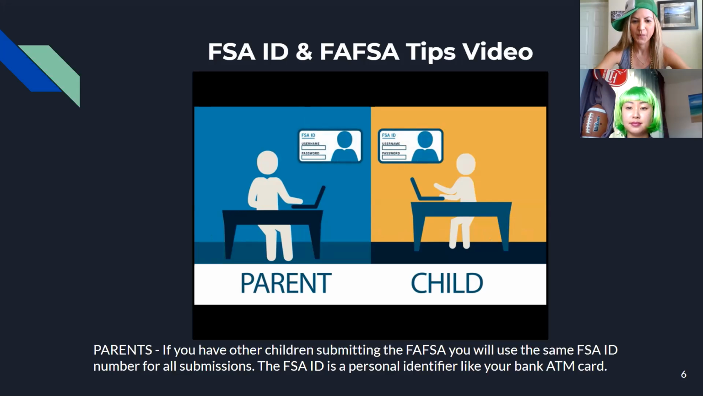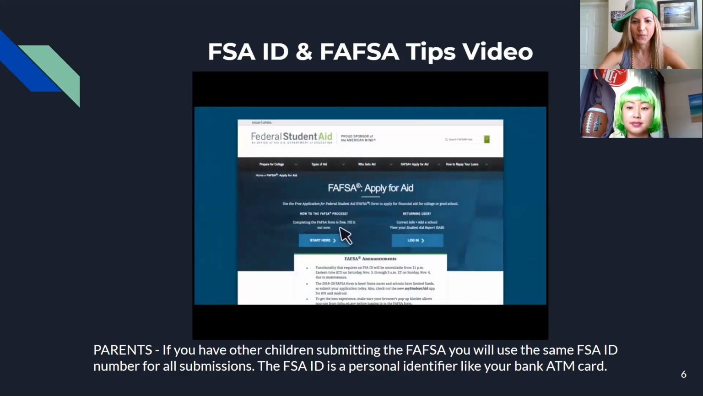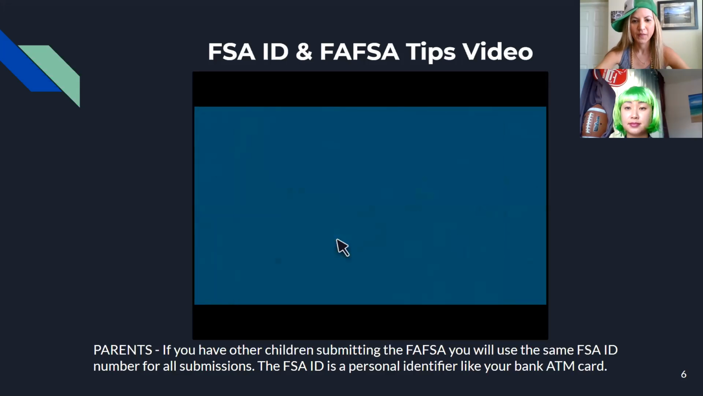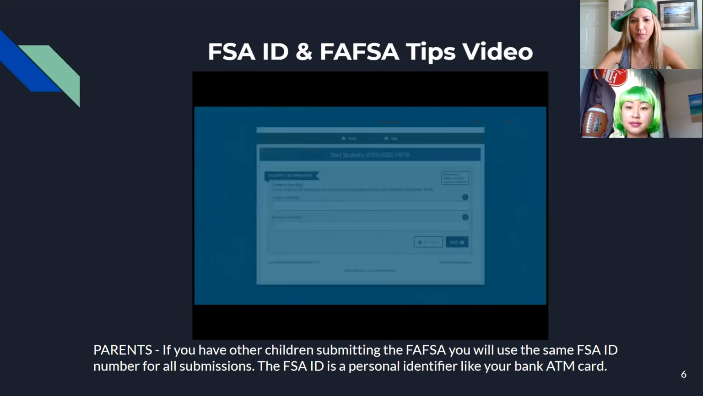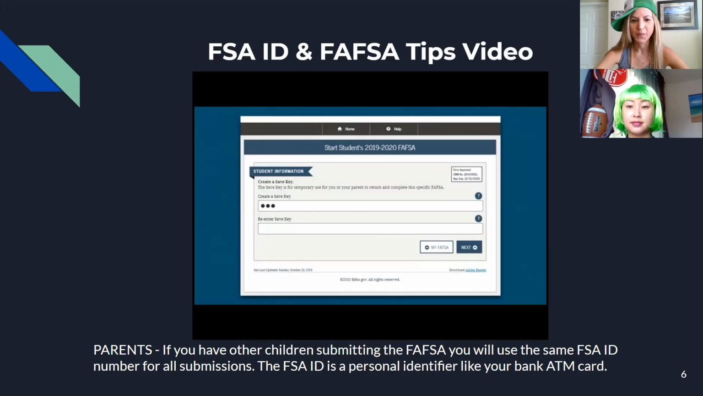Now you're ready to work on the FAFSA form. Go to fafsa.gov and select the Start Here button. Make sure your web browser allows pop-up windows from fafsa.ed.gov. If you are starting the application, select the I am a parent option and provide the requested information. Next, create a save key. The save key is a temporary password that lets you one, save the application if you need to come back later, and two, share the application with your child if you aren't completing the form together.